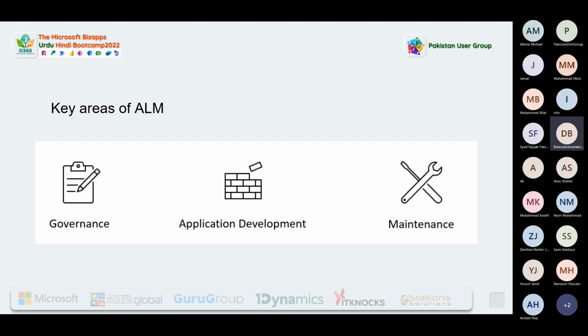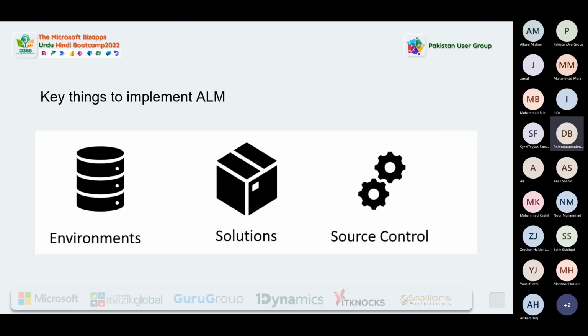So this is why I'm saying this ALM is so important, and we need to implement the ALM for our Power Platform implementations. Next, we have the key things to implement the ALM in our Power Platform projects. These are the three main things that are important for implementing the ALM in the Power Platform. If we speak about the Power Platform in particular for the ALM, we need to know about these three components, how we can create and hand over the app to the end user.